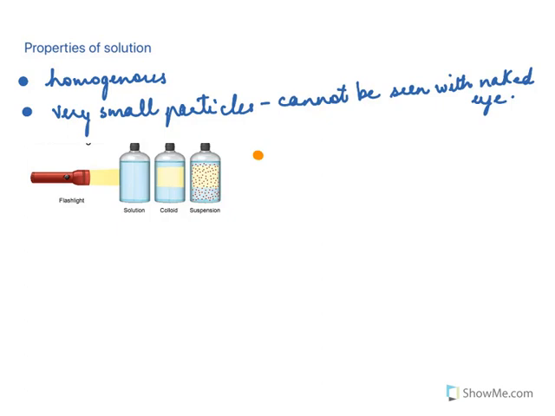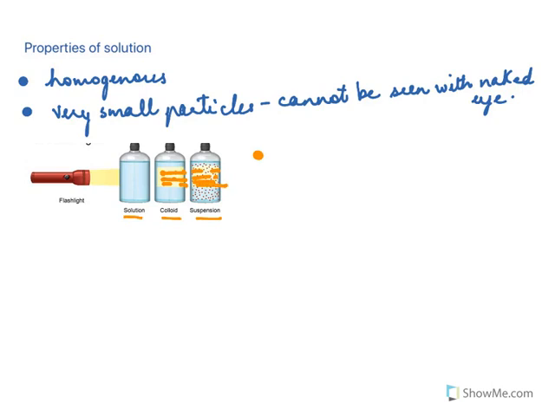In the next part, we see there's a flashlight. We pass light through three kinds of mixtures: solutions, colloids, and suspensions. However, colloids and suspensions we'll learn later. You can see the difference: in colloids and suspensions, we can see the path of light. Have you seen? We can see the light passing through here. Here also we can see the light passing through. But we cannot see that in the solutions.